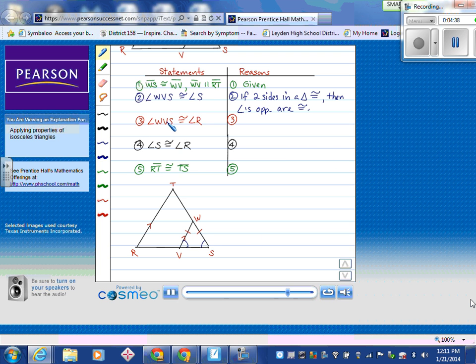Right? Statement 3, angle WVS is congruent to angle R over there. How do I know that? If you look at the diagram, you'll see that RT is parallel to WV. That's already in the given information. And those angles are corresponding angles. So you remember that if parallel lines, then corresponding angles are congruent. So since they're parallel lines, the corresponding angles are congruent.